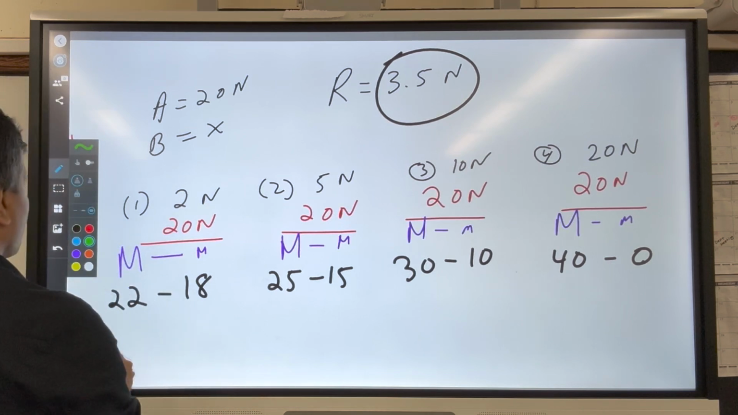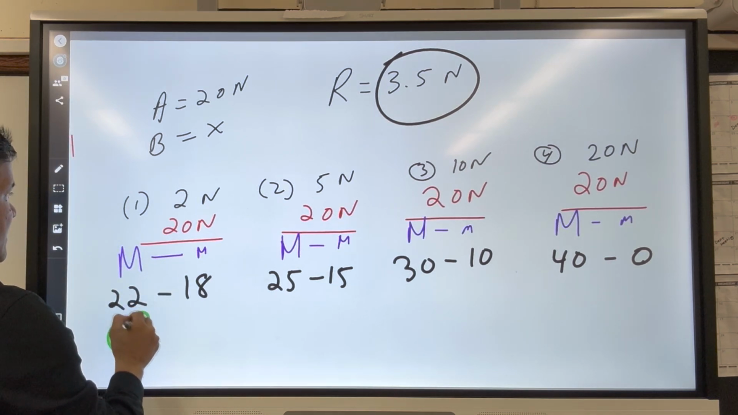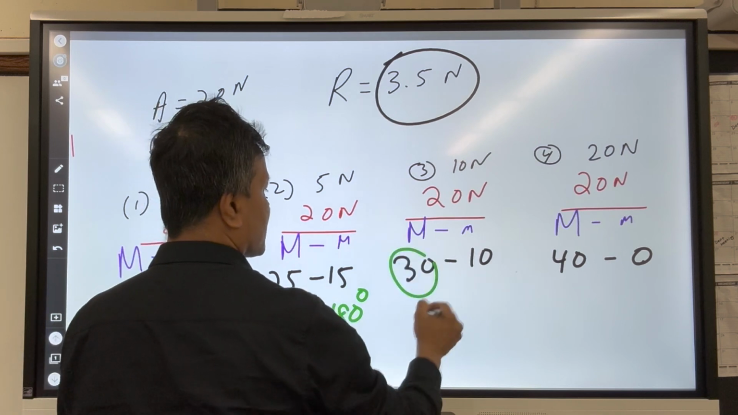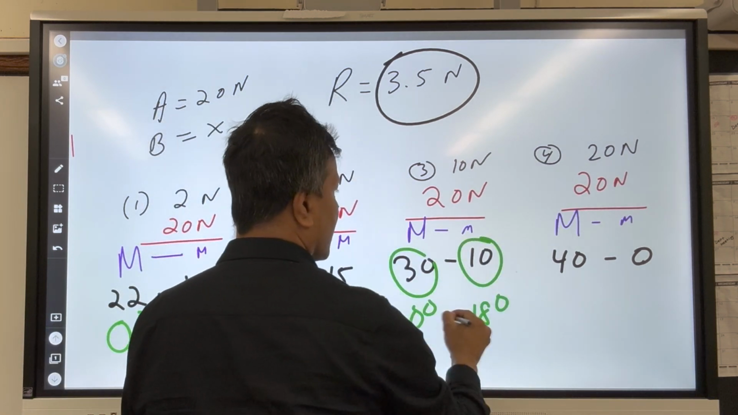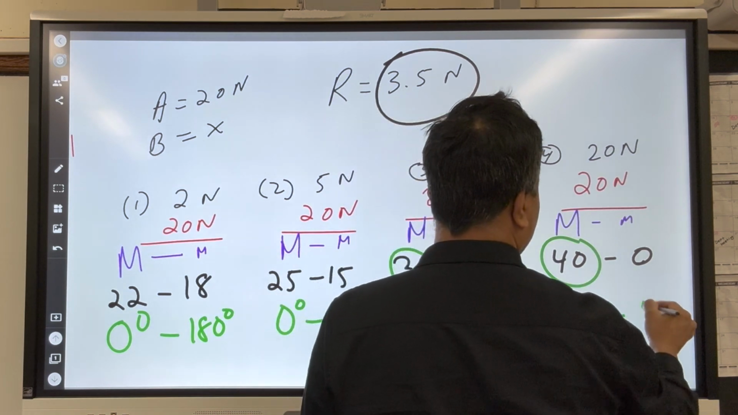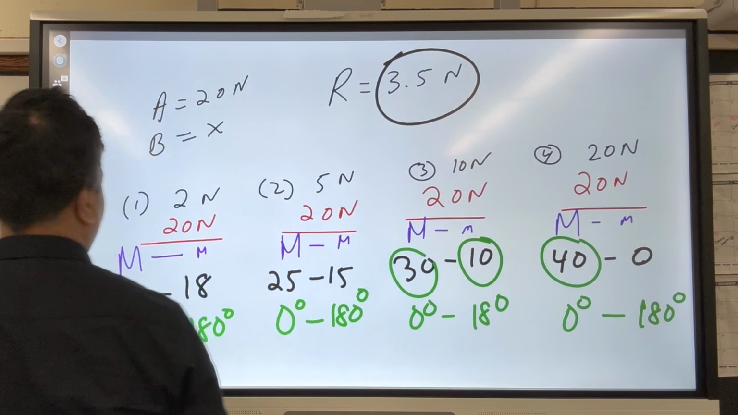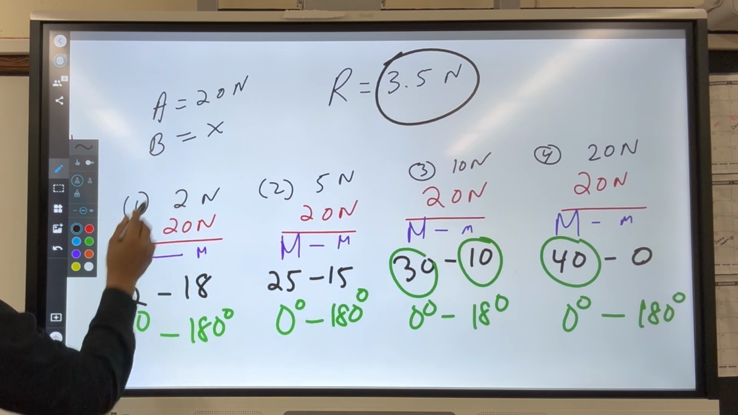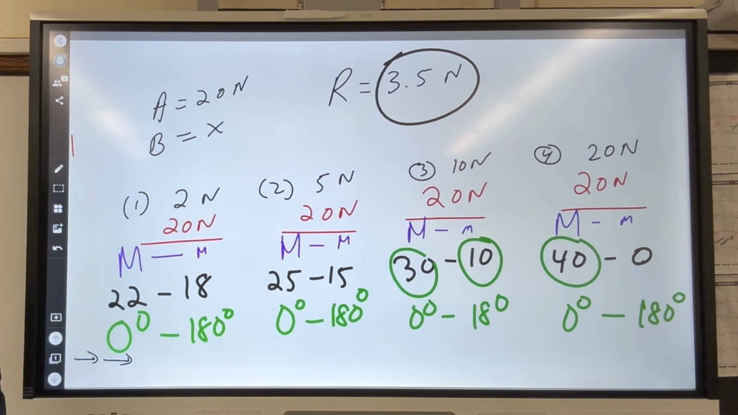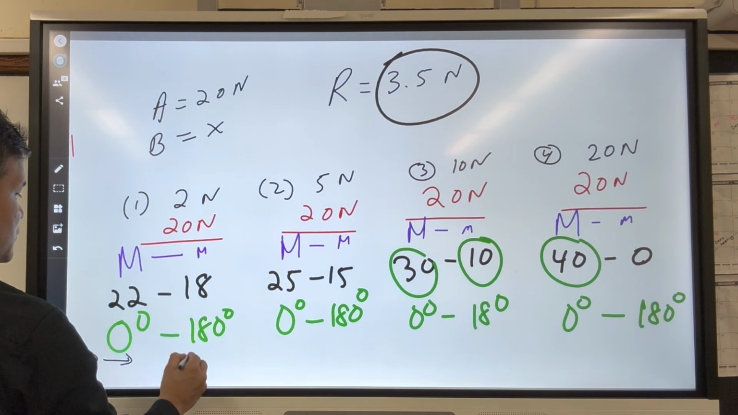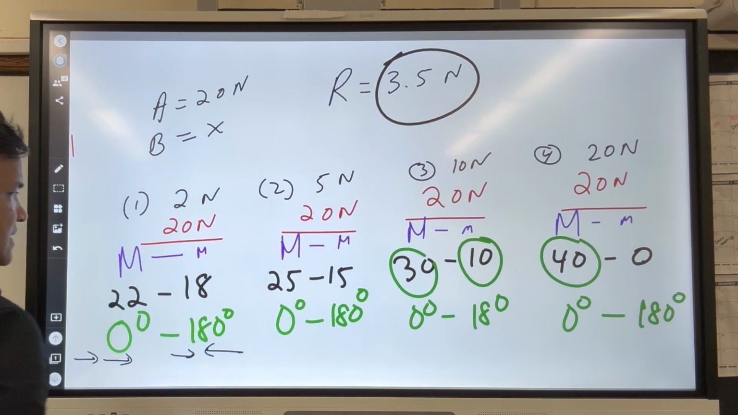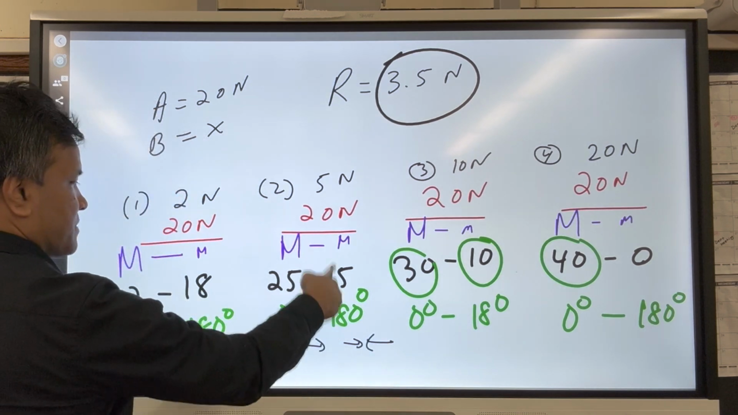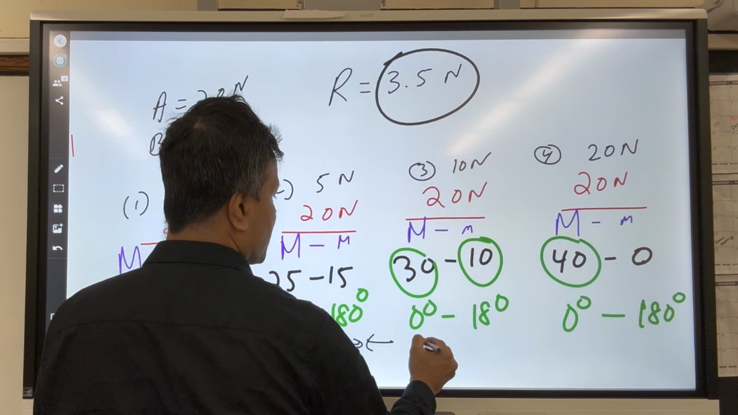No. Okay, let's put in the degrees. This is 0 degree. This is 180 degree, right? For each range, this is 0 degree, this is 180 degree. What does that mean? That means 0 degree means vector 1 and vector 2 are in the same direction. And 180 degree means vector 1 and vector 2 are in different directions. Two vectors in the same direction, and two vectors in different directions.